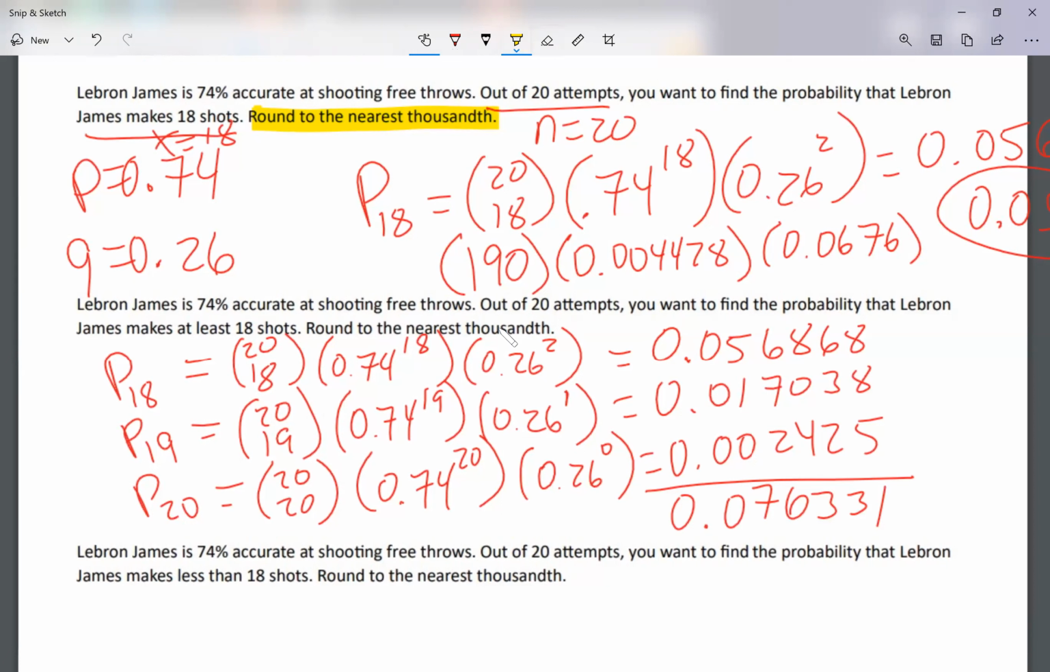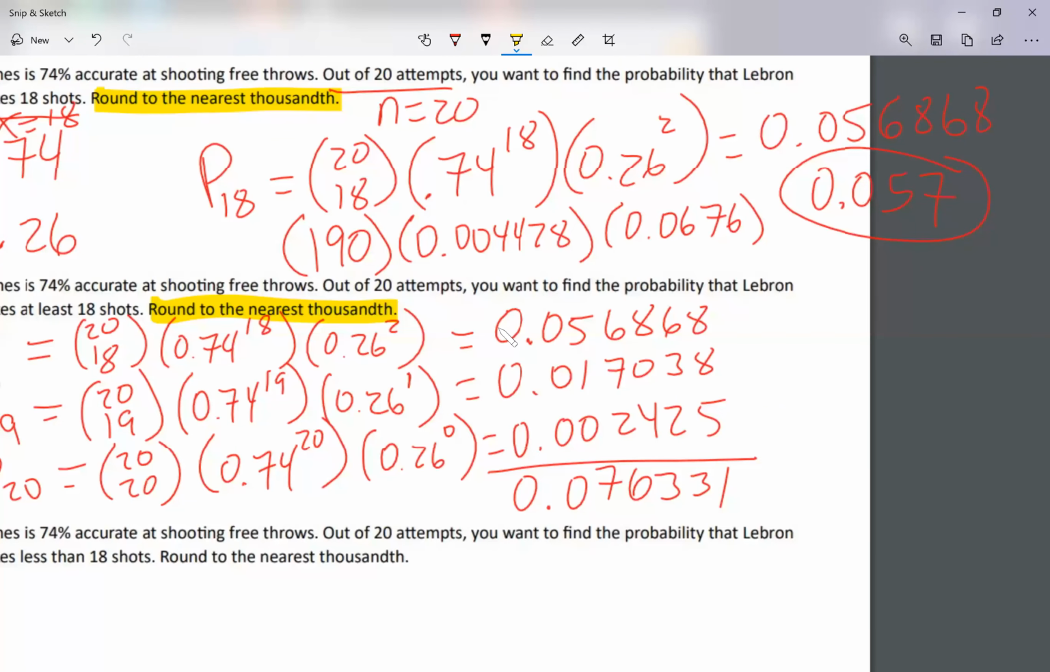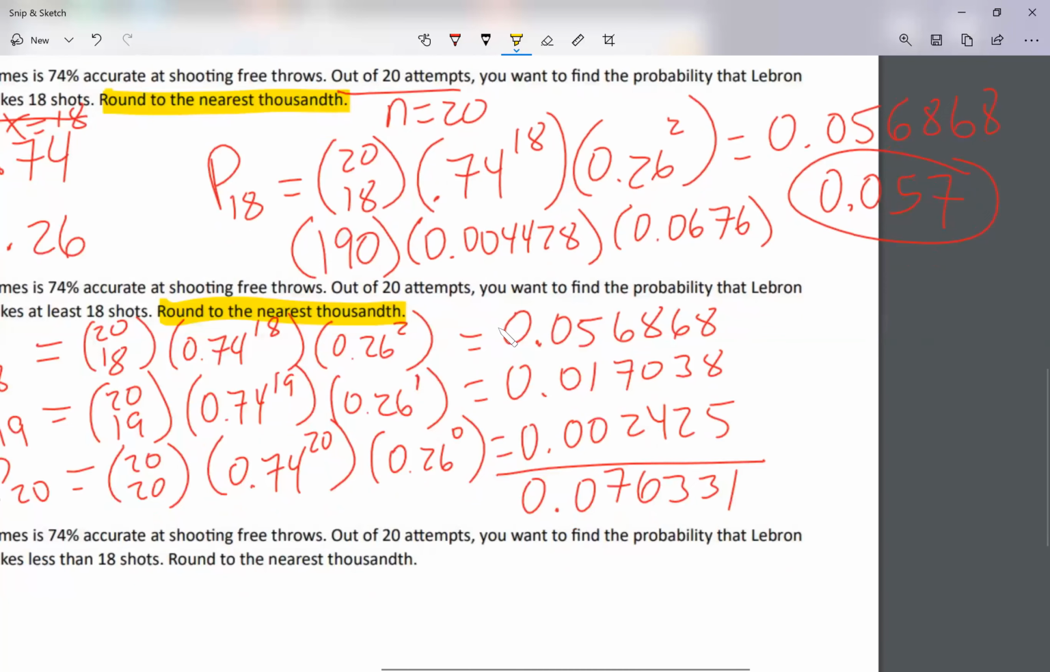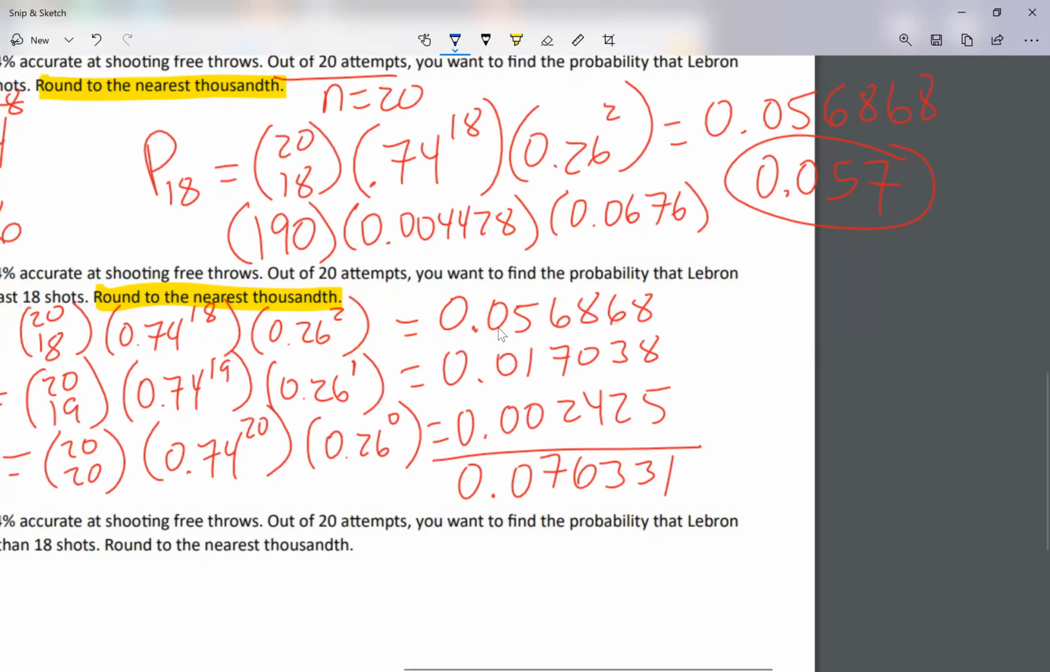But now, when I read the instructions, it says round it to the nearest thousandth. Thousandth sounds like 1,000. Thousand has 3 zeros, so in this case, it will have 3 decimal places. So my answer will be, let me write it in blue so we see it as a different number, my answer will be 0.076.